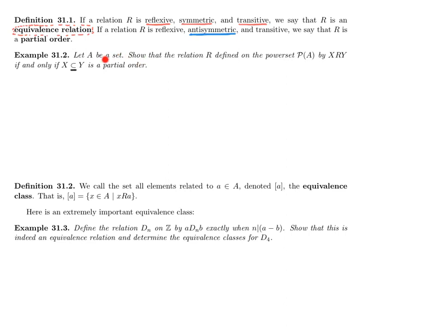I want to show that that rule, given a set, indeed gives us a partial order. This relation is reflexive, anti-symmetric, and transitive. So that's what we need to show. Okay, so let's start. So let's do reflexive.